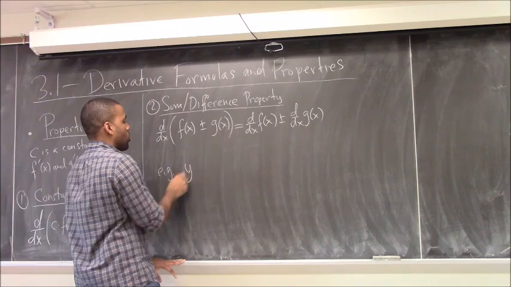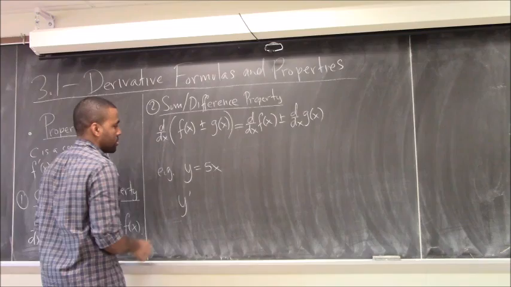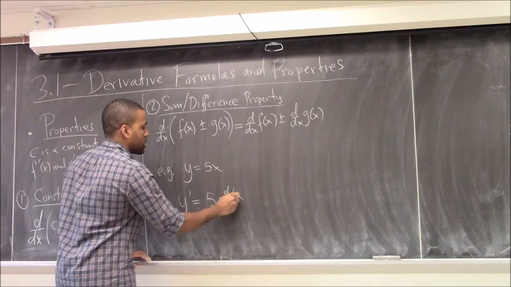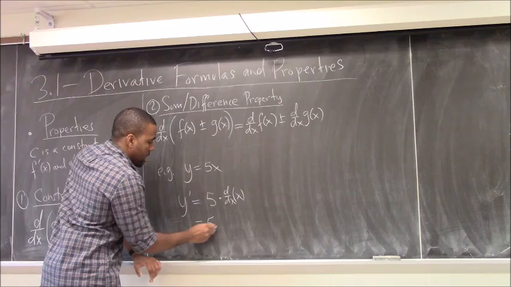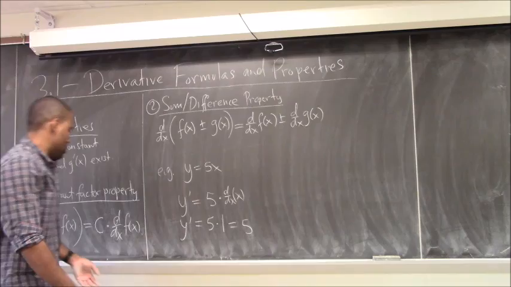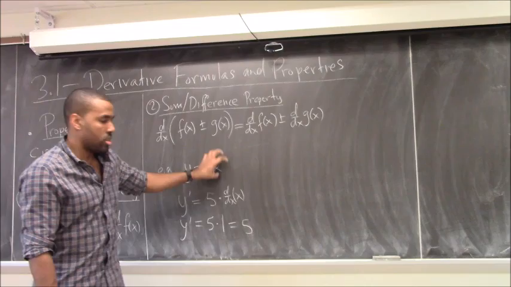Y equals 5x, right? How do you find y prime? Well, this would just be 5 times the derivative of x, right? So in other words, to take the derivative of 5x, I can factor that 5 off and just do this. We found the derivative of x last class. We know that that's 1. So this just becomes 5 times 1. So the derivative here is 5. That's you taking advantage of the constant factor. Constants in front, they don't matter. You can just leave them alone and take the derivative of the function and then do that.